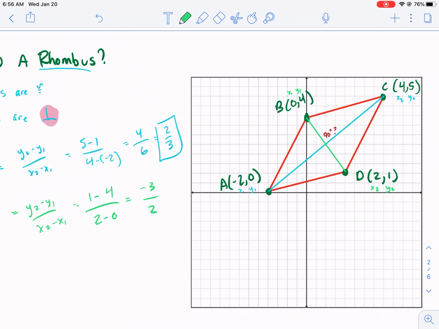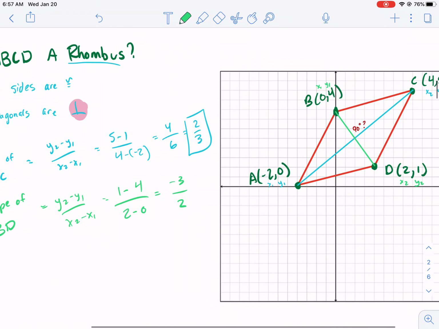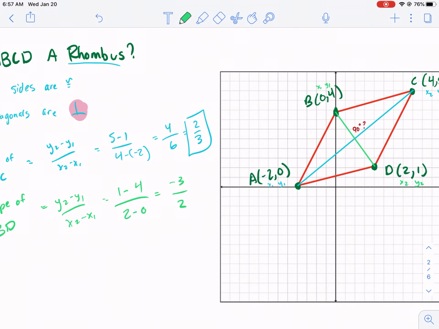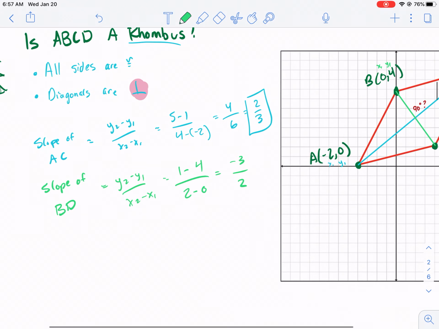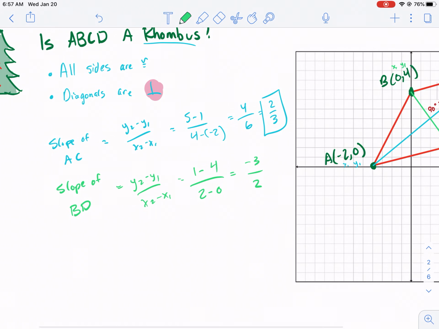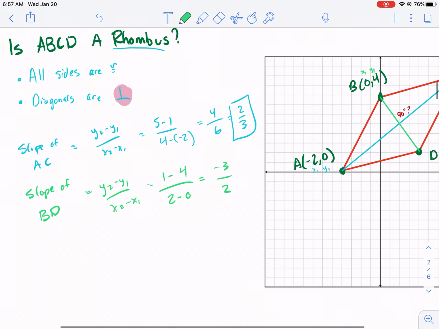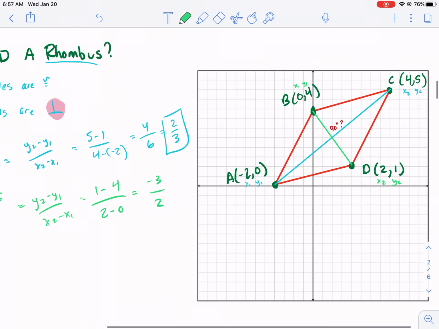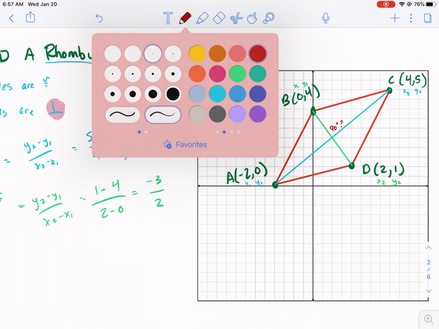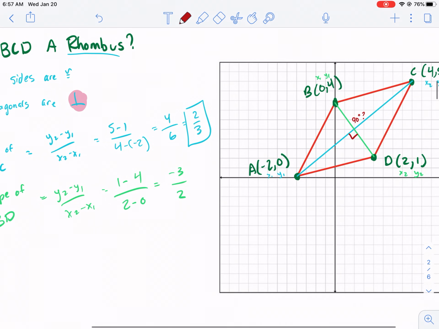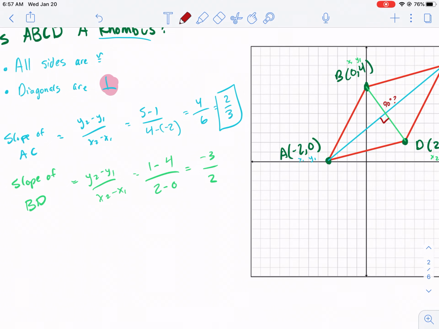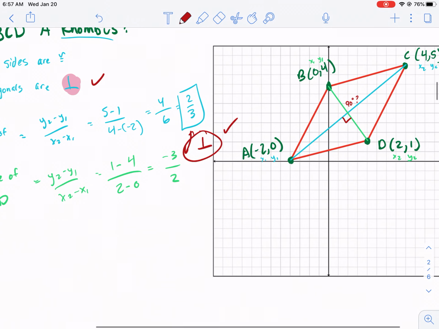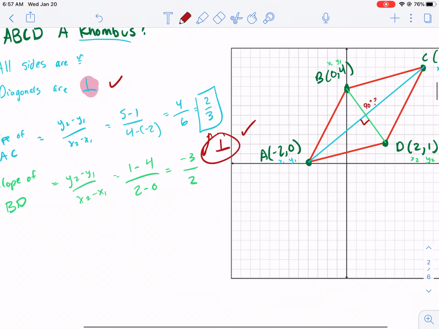Okay, so guess what? I'm just going to double check. So we get 1 minus 4 is negative 3. 2 minus 0 is 2. So I did get negative 3 over 2. So guess what? This is going to be a rhombus because my diagonals are perpendicular. We have perpendicular slopes to one another. So that is a good sign that it is a rhombus. These are perpendicular. So it is check. Diagonals are perpendicular.